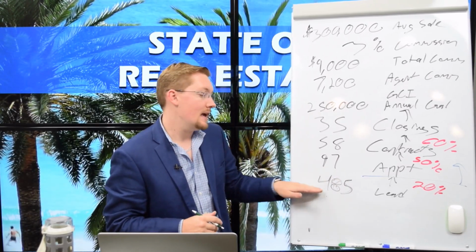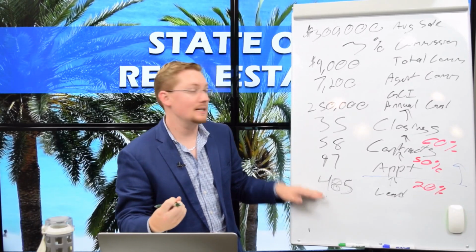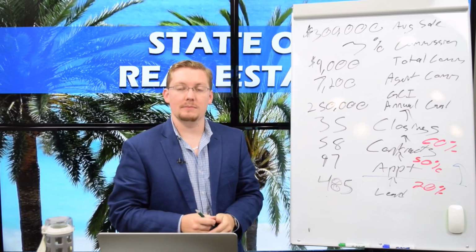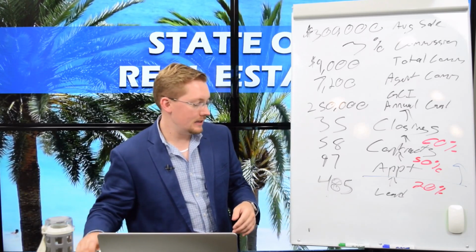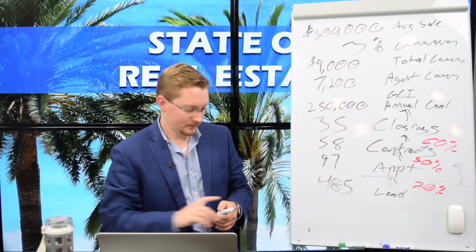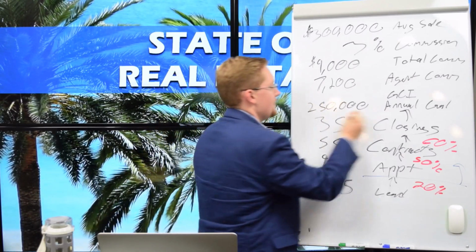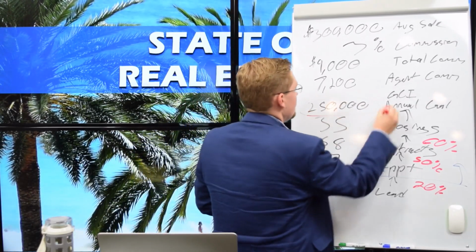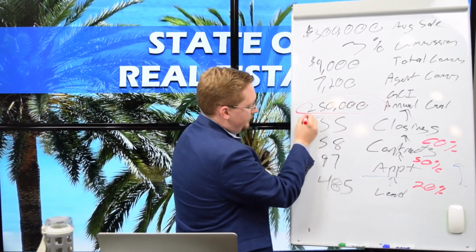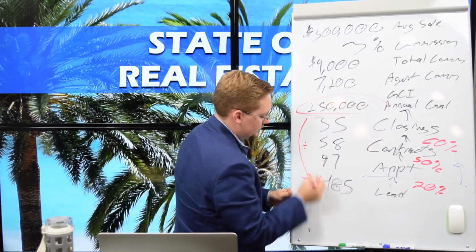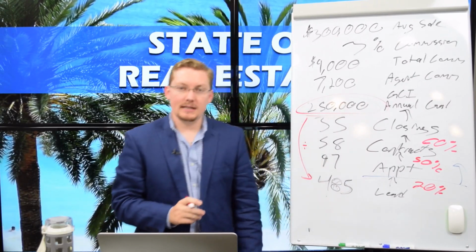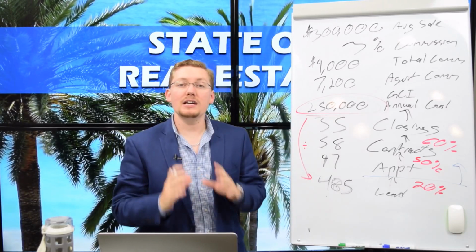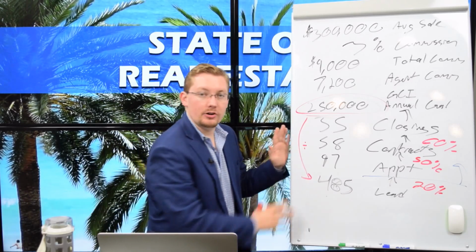But if you plug it in like this and it tells you that you need 485 leads at $7,200 of agent commission, you get $250,000 of annual gross commission income, the math that you need to be doing is taking this $250,000 and dividing it by 485. Because if we need 485 leads to get $250,000, we want to figure out what each one of those leads is worth to us in our grand scheme of things.